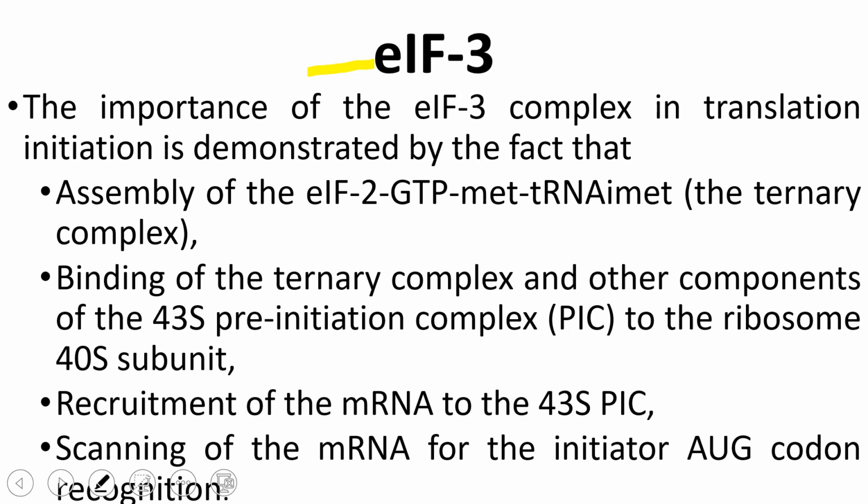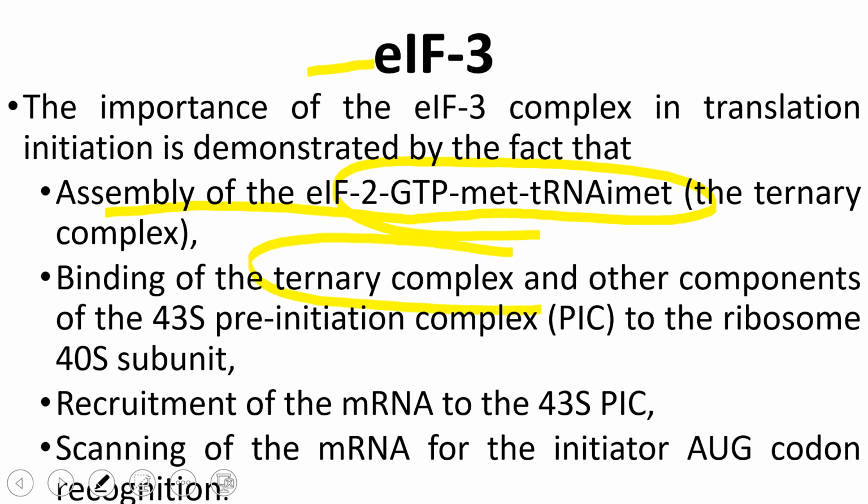This helps in the assembly of the ternary complex. We need to remember it; we will see what the ternary complex is. Then it helps in the binding of the ternary complex with another component, the 43S pre-initiation complex. It will also help in the binding of messenger RNA to this 43S pre-initiation complex, and in scanning of the messenger RNA for the AUG codon. So all these things will be assisted by initiation factor 3. We will see what those steps are.